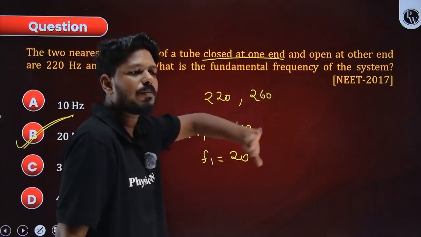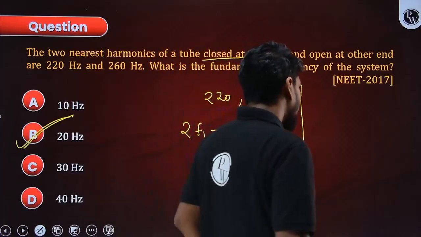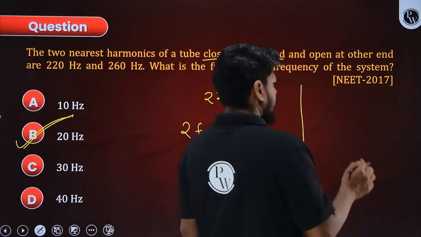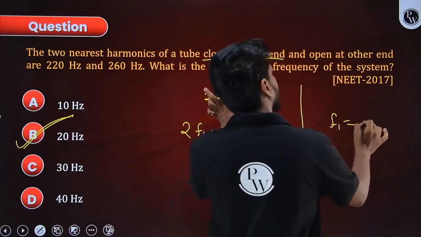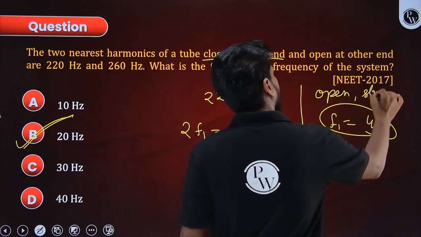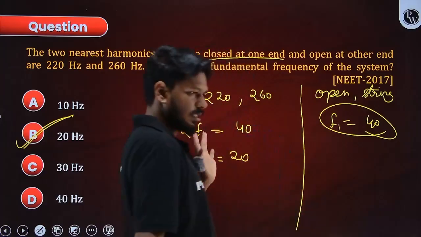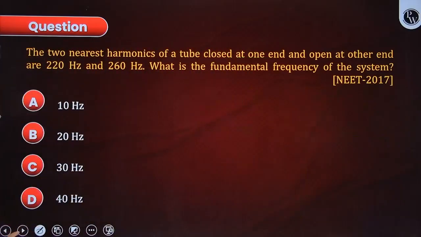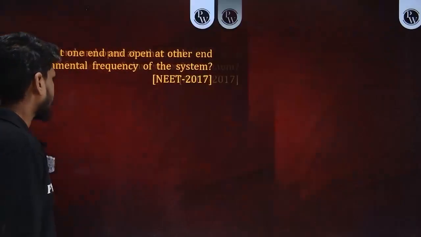If instead of a closed pipe they have given a string or an open pipe, then my F1 is nothing but the difference of both. So this is for open pipe or string. For closed, this is the answer. Any difficulty? So the same question repeated. Okay. With this, we have wound up this topic.